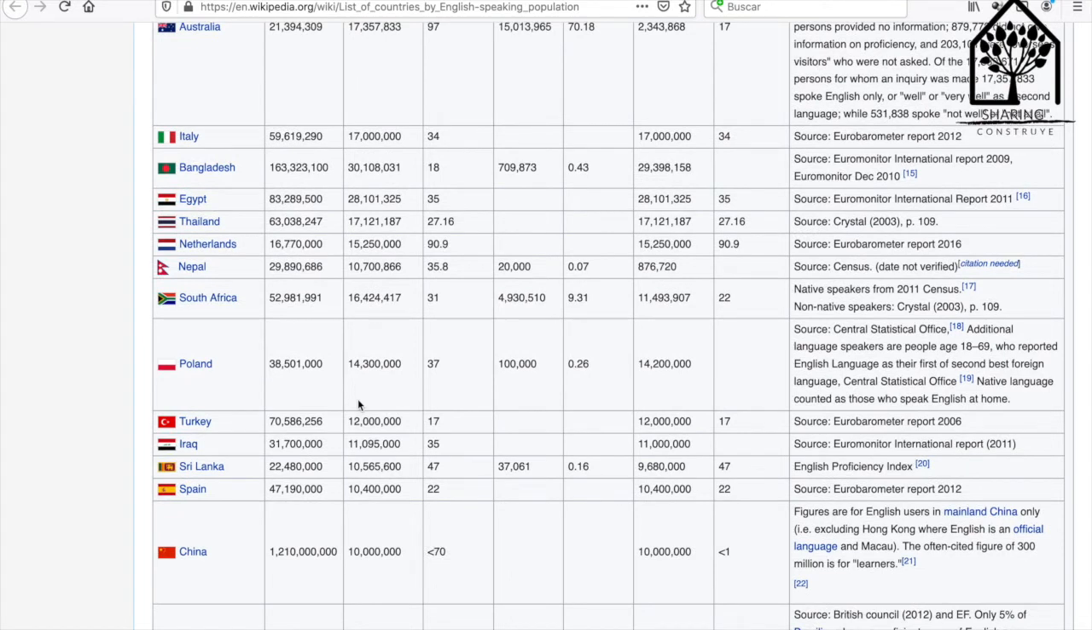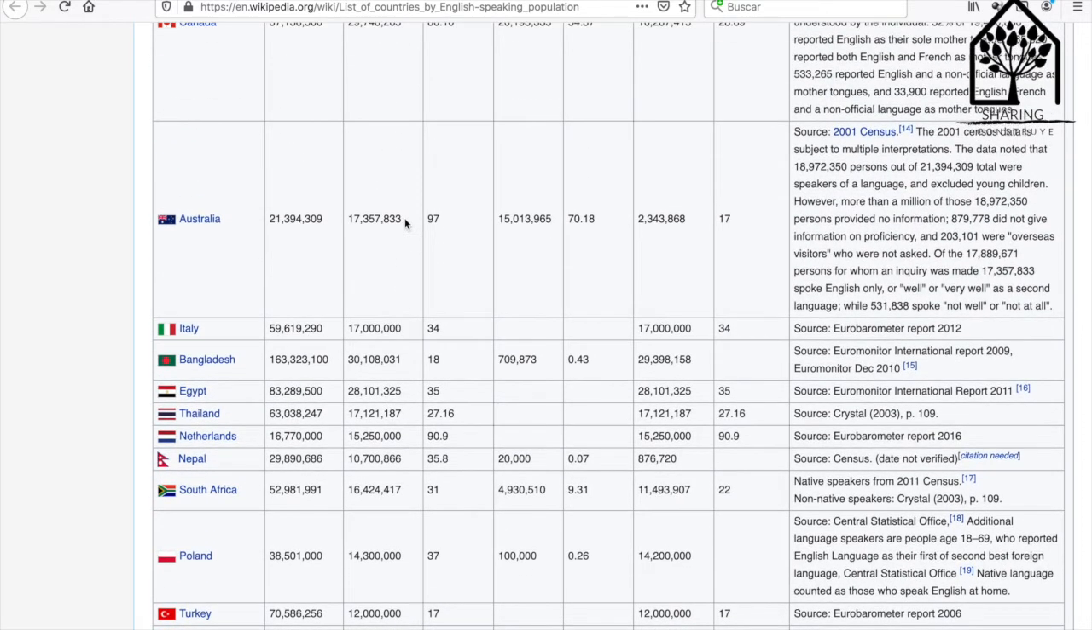And, well, beyond this point, at this point I must say some of these numbers could be a bit imprecise, because when we look at a country like Australia, we know most of these are native speakers, so it should be remotely accurate. But when we talk about countries like Egypt or Thailand, we don't know if these estimates are accurate.